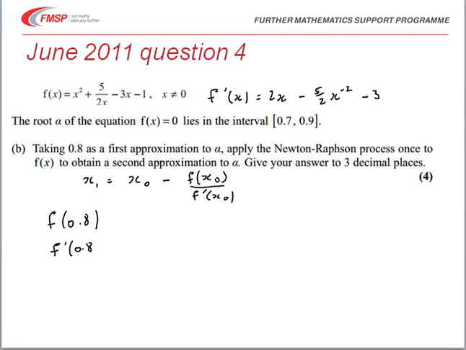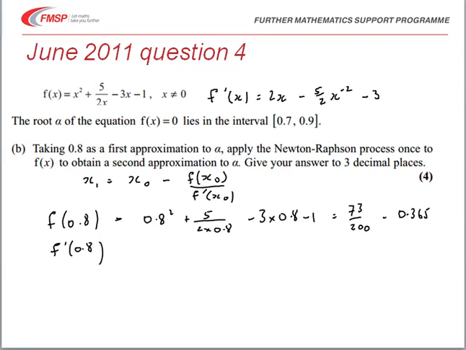That's just a case of substituting the value 0.8 into the function. So for f of 0.8 we get 0.8 squared plus 5 over 2 multiplied by 0.8, minus 3 multiplied by 0.8, minus 1. And that turns out to be 73 over 200, or you could give it as a decimal, 0.365.